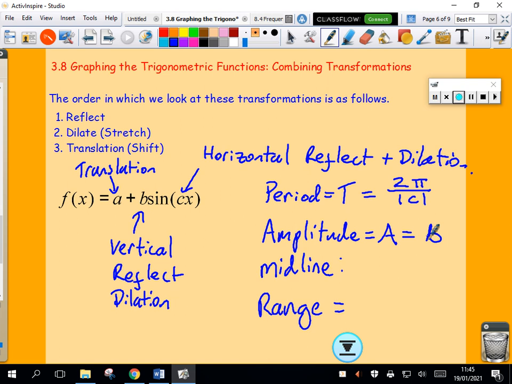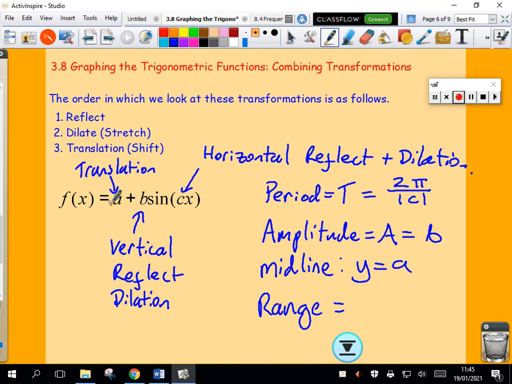The midline is affected by a translation, a shift upwards. The vertical stretches, the reflections, and the horizontal reflections and stretches don't affect the midline. What affects the midline is the translation, the shift upwards or downwards by A. So the midline is always going to be y equals whatever A is, that value there.